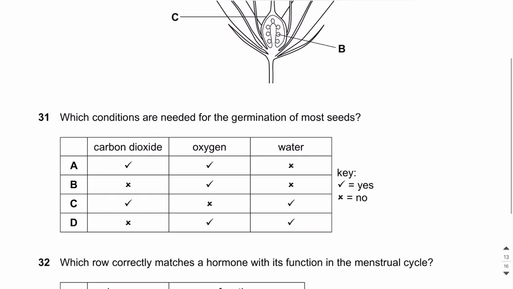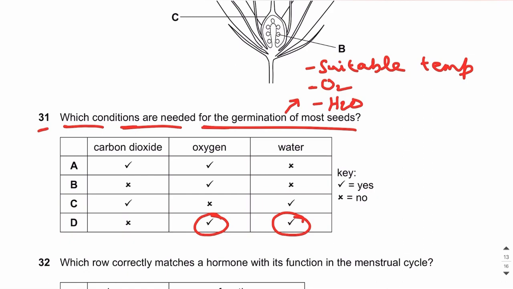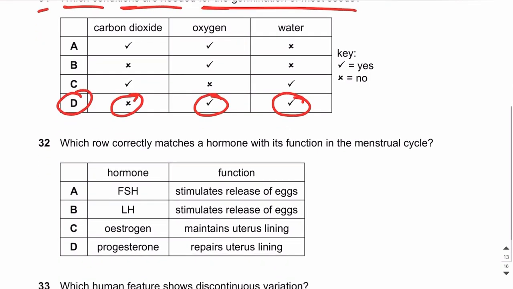Okay, let's move on to MCQ number 31. Which conditions are needed for the germination of most seeds? So guys, you should know that for the germination of most seeds, oxygen is required, water is required, and suitable temperature is required, right? So what should be the answer? For the germination of most seeds, water is required, oxygen is required, and carbon dioxide is not required. The answer is D.